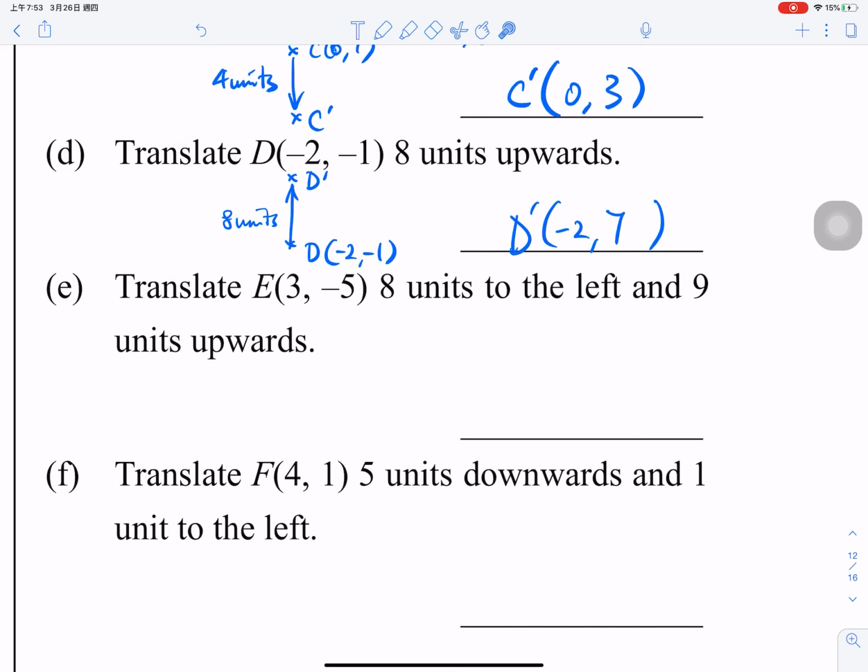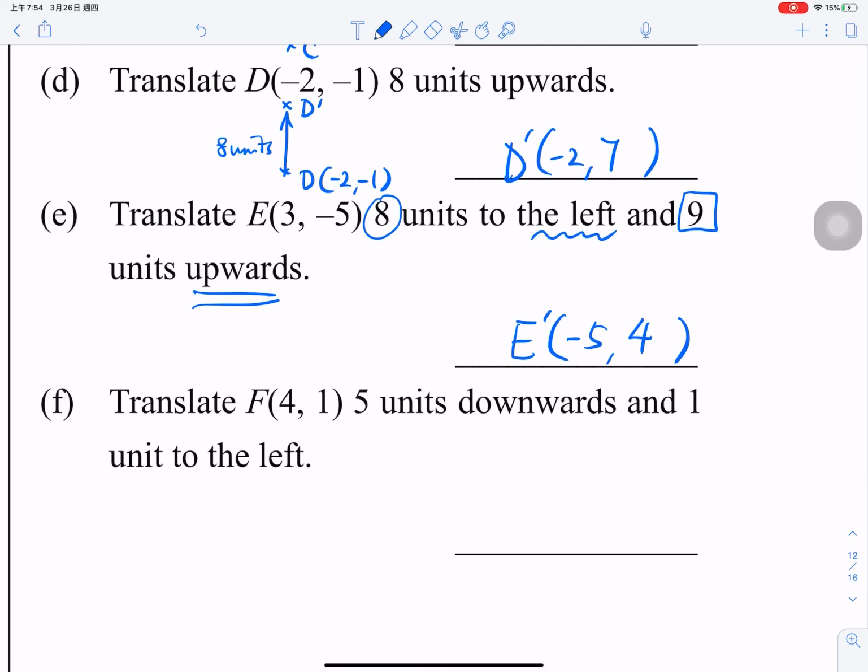E and F. This time, translate 8 units to the left and 9 units upwards. So mark it here, 8 units to the left, and then 9 units upward. Okay. So what is the image of E? So here 3 minus 8, so -5, because left hand side. Okay. Upward, that means -5 plus 9. So it's 4. So image of E is (-5, 4).